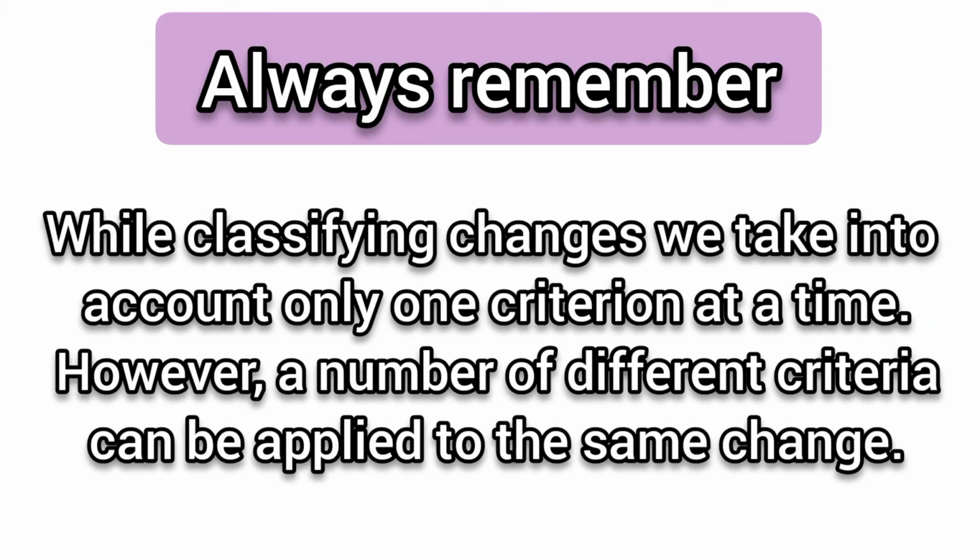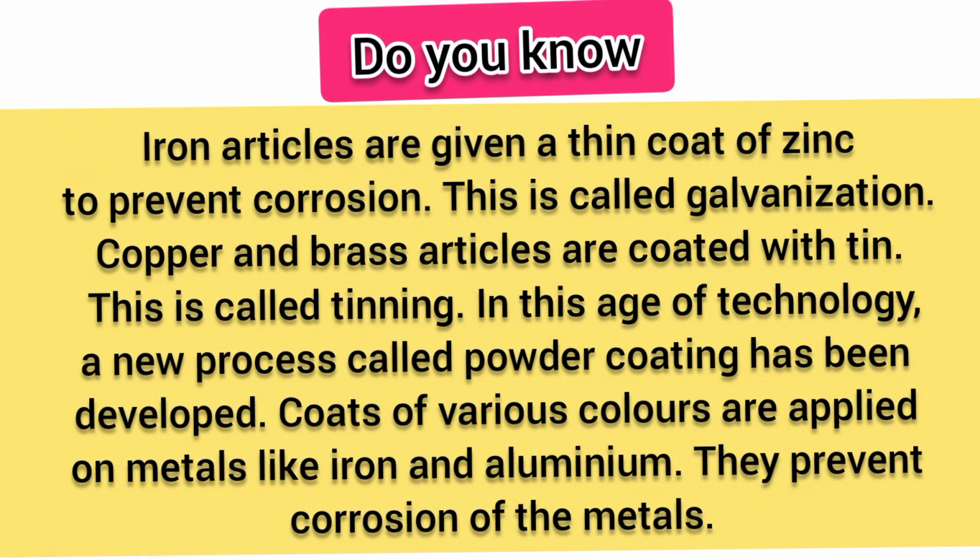Students, always remember, while classifying changes, we take into account only one criteria at a time. However, a number of different criteria can be applied to the same change. Students, do you know iron articles are given a thin coat of zinc to prevent corrosion? This is called galvanization. Copper and brass articles are coated with tin.